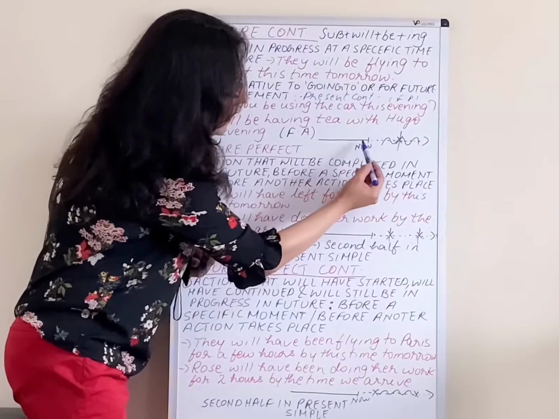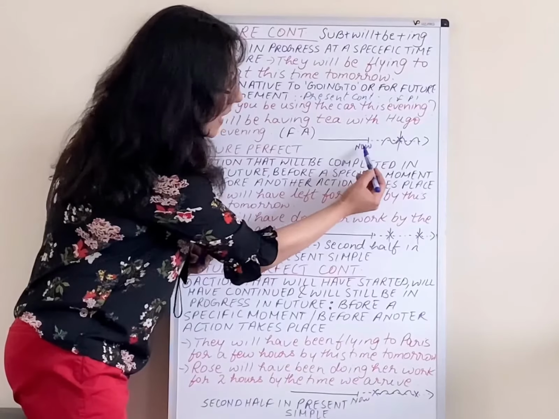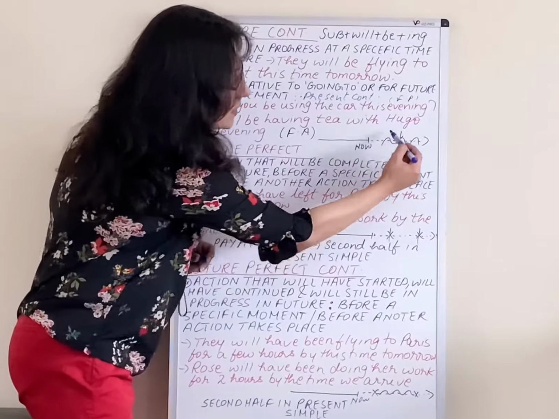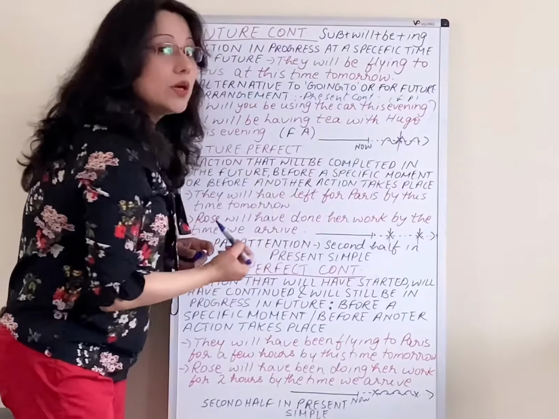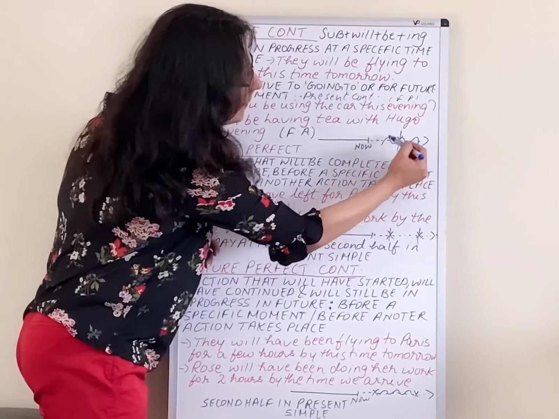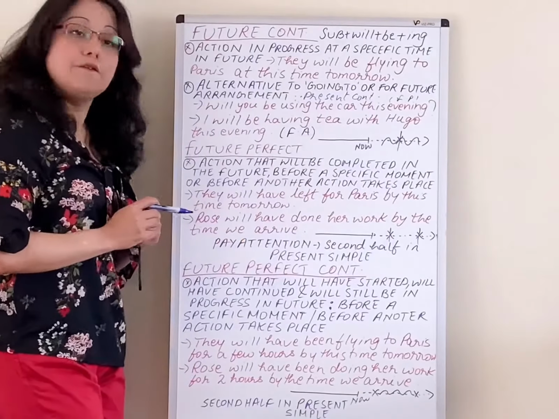So look at the timeline. This is your timeline. This is present, this is now. And then we're talking about future. So the action will be in progress at some specific time in future.